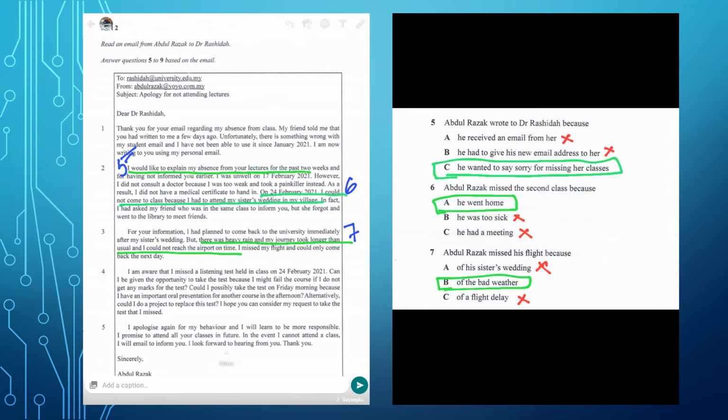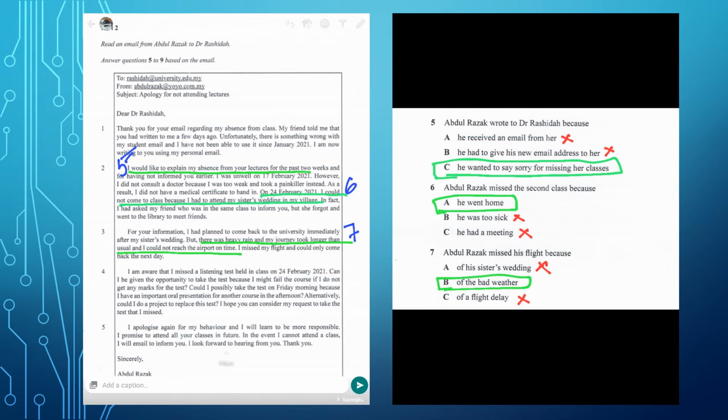A, has received an email from her. That was not the main purpose, of course. And B, he had to give his new email address to her. Well, that was not really the main issue here. But when you go to C, he wanted to say sorry for missing her classes. So C will be the best answer as it is mentioned in paragraph number 2, the one that I underlined with the green line.